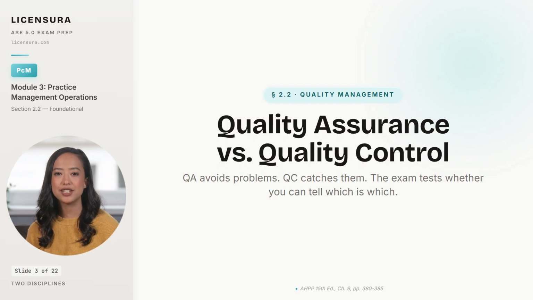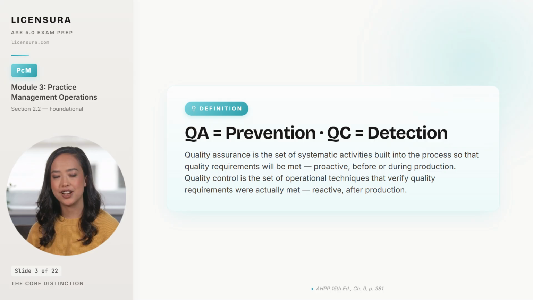Start with the cleanest definition, because the rest of the section depends on the line being drawn right. Hold these two sentences side by side. Quality assurance is the set of systematic activities built into the process itself so that quality requirements will be met. It is proactive. It happens before or during production, and everyone in the firm shares responsibility for it. Quality control is the set of operational techniques that verify quality requirements were actually met. It is reactive. It happens after production, and it is owned by specific reviewers whose job is to examine the finished work with fresh eyes.